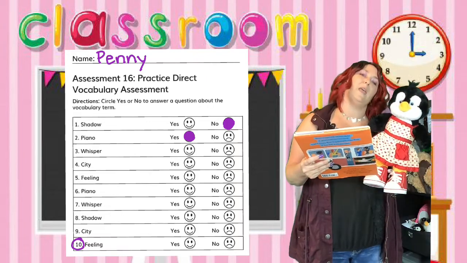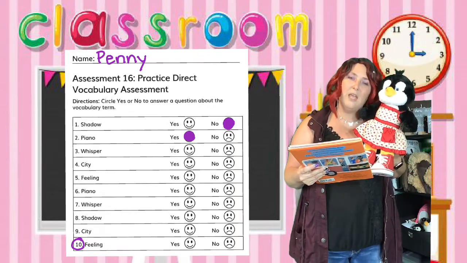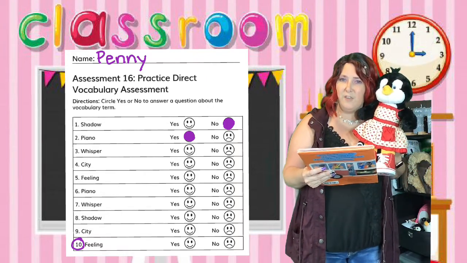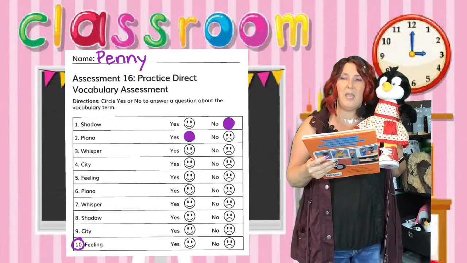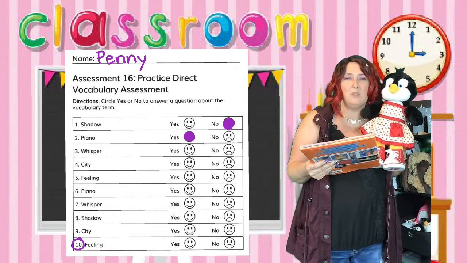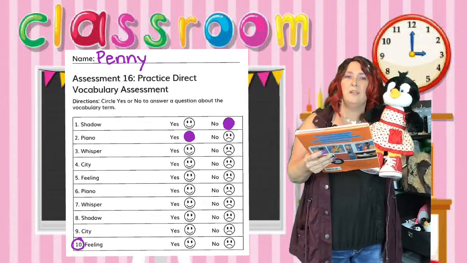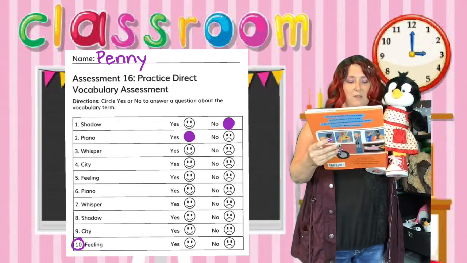Is sleeping a feeling? Yes or no? So remember, sleeping, what does that mean when you're sleeping? Is that a feeling? Yes, happy face, or no, sad face?